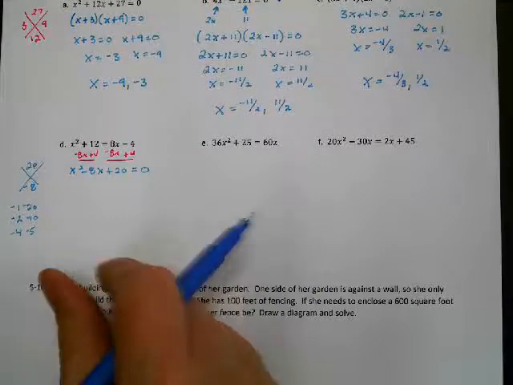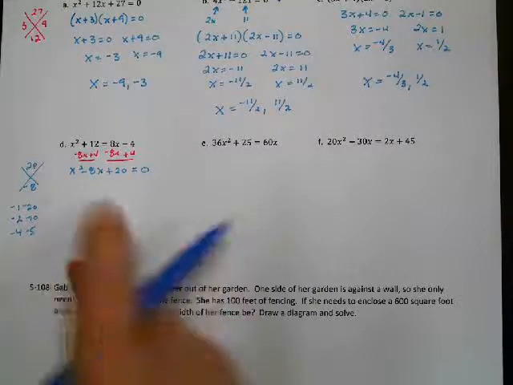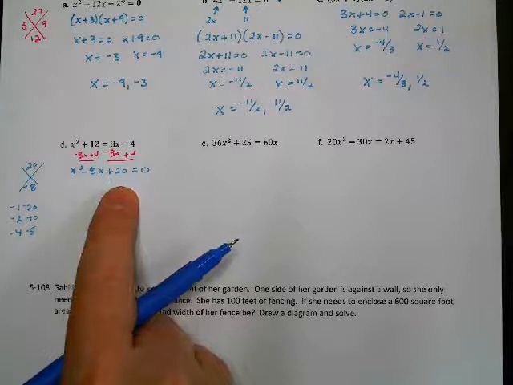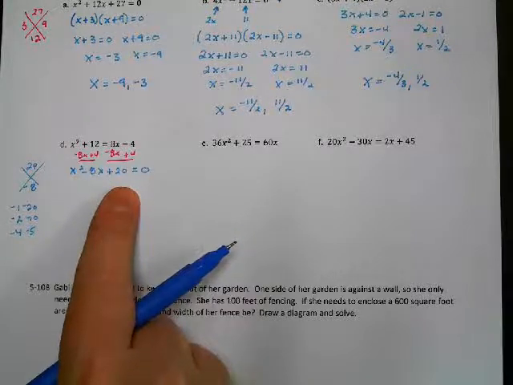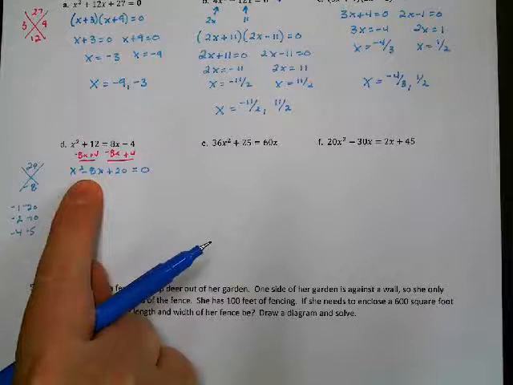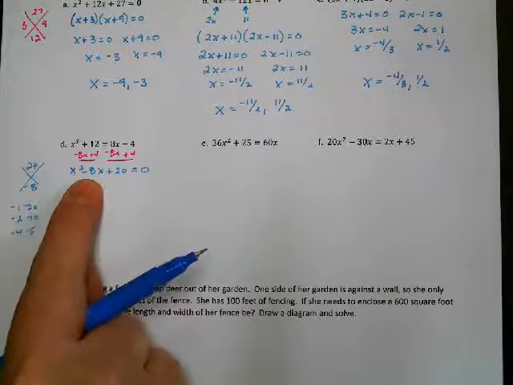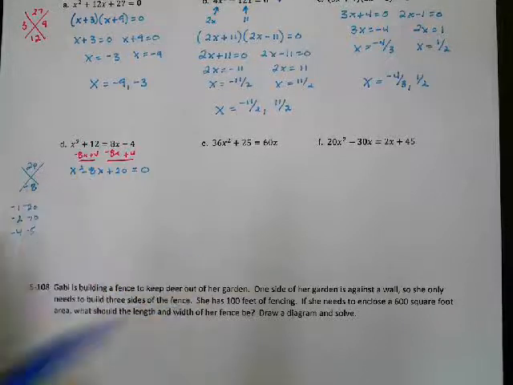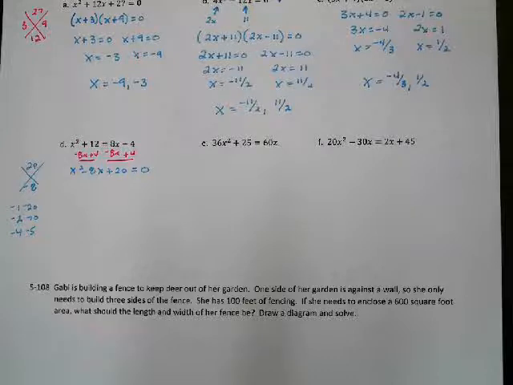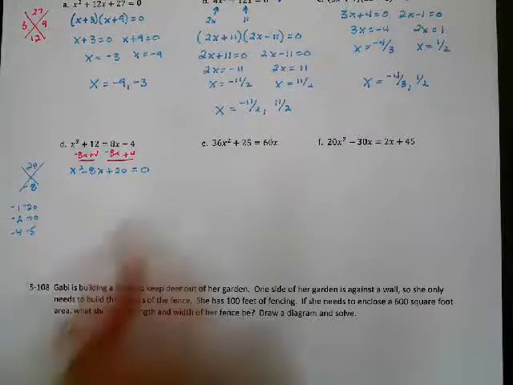So what else can I do? Can I do square root method? No, that's not going to work. Can I complete the square? Yeah, I could complete the square. And as a bonus, there's no leading coefficient here, and this is an even number. So completing the square might be faster than using the quadratic formula. So that's what I'll do. I'll complete the square. I'm going to subtract 20 from both sides.